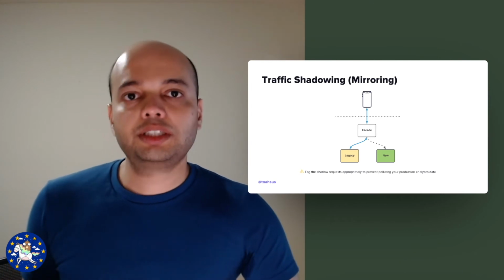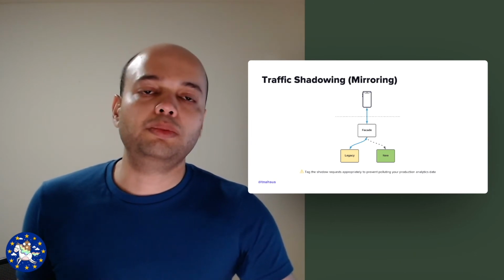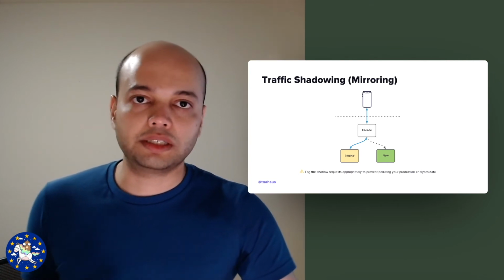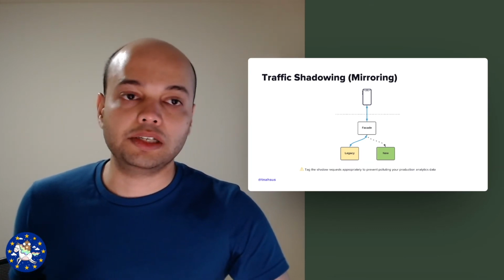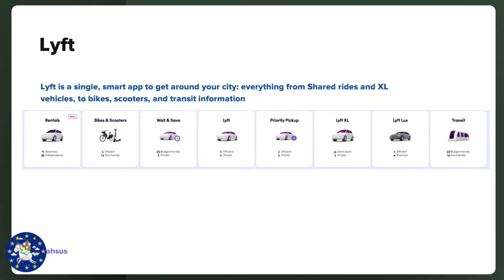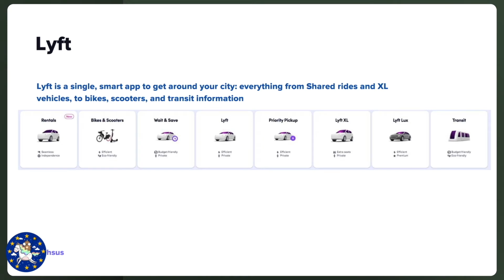So with this background, I want to talk about how we migrated one of our backends that hosted critical endpoints for Lyft. If you're not familiar, Lyft is a single smart app to get around your city. It has everything from shared rides to extra large vehicles to bike, scooters, and transit information available in the app. It's currently available to 95% of the population in the United States and in a few select cities in Canada as well.